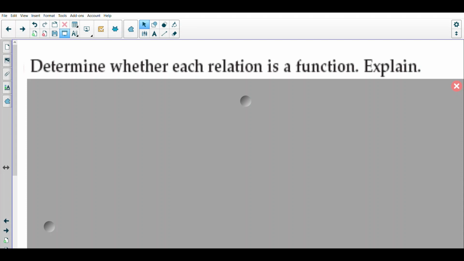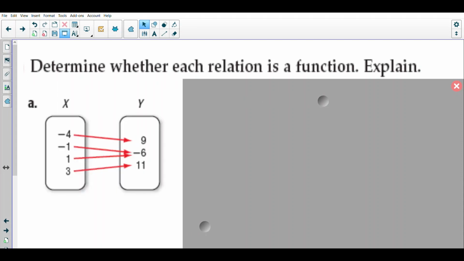So determine whether each relation is a function. So let's start off right here. The x's, we have -4 going to 9, -1 going to -6, 1 going to -6, and 3 going to 4. Would that be a function? Yes, it would, because even though -1 and 1 both go to -6, remember 2 arrows can go to one spot, and that is okay.